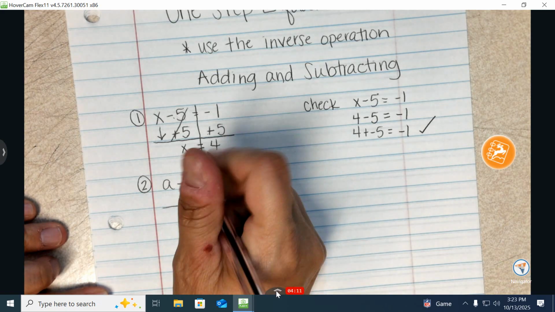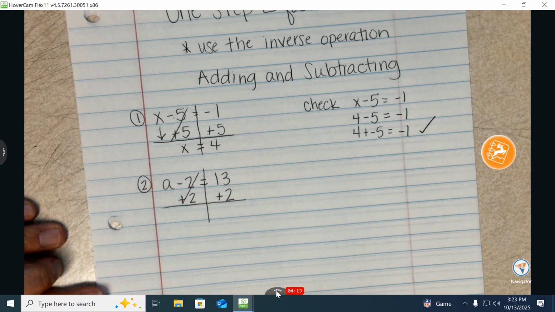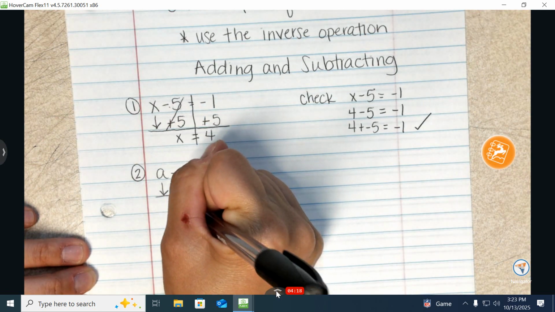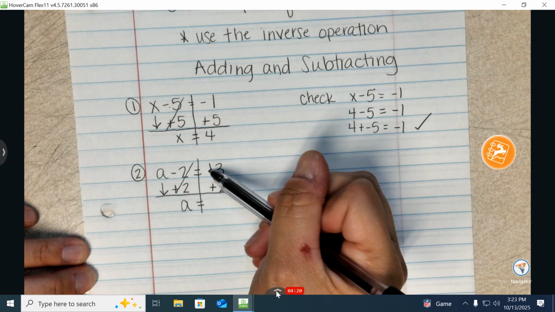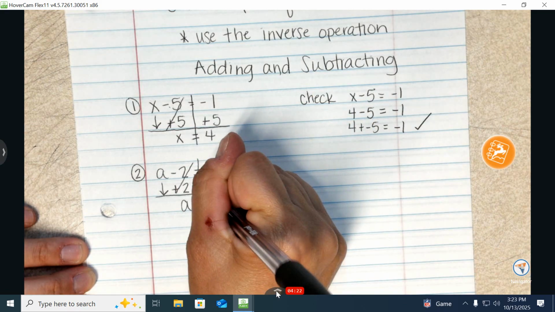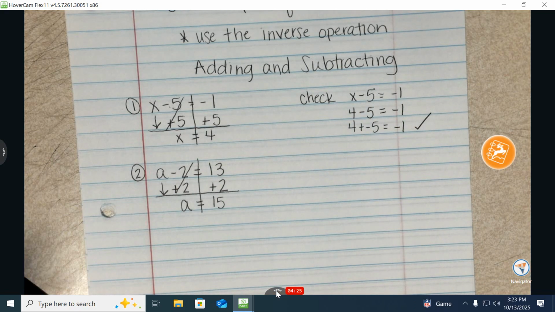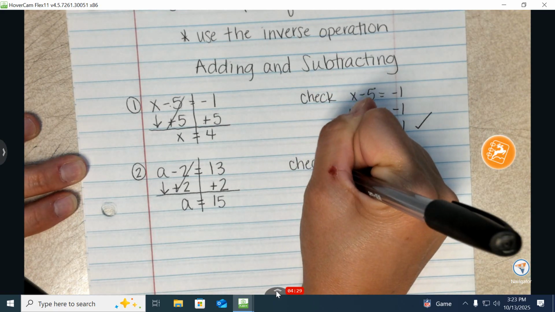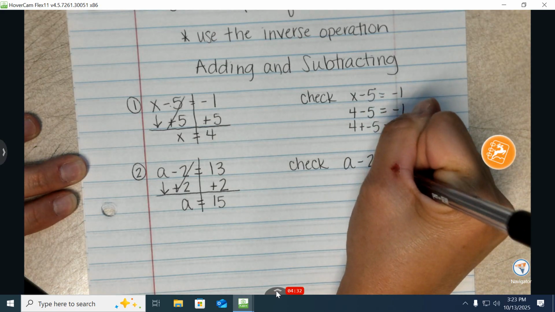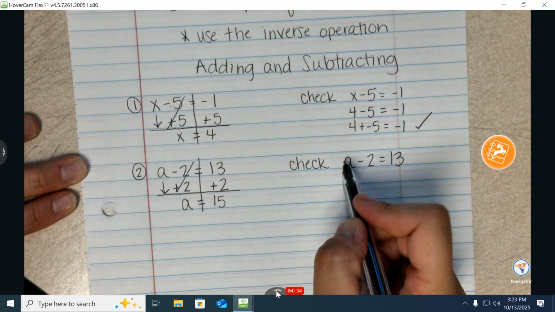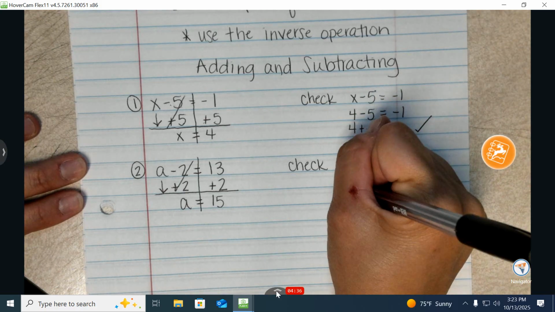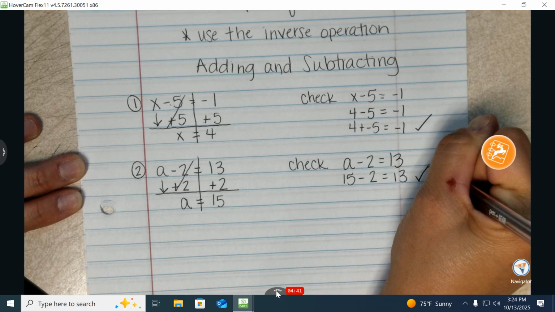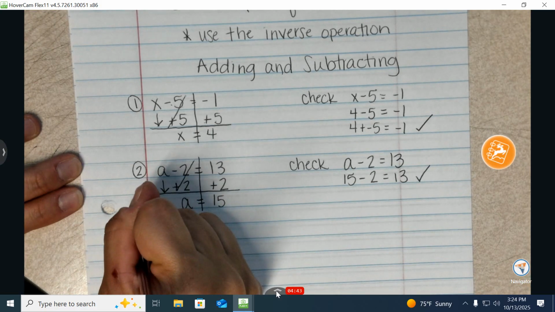Negative 2 plus 2 is 0, so it just cancels out. You're going to bring down your a. So a equals 13 plus 2 is 15. So a equals 15. We're going to check that to make sure that it is correct. We're going to say a minus 2 equals 13. For a, we found that it equaled 15, so 15 minus 2 does equal 13, so it is correct.